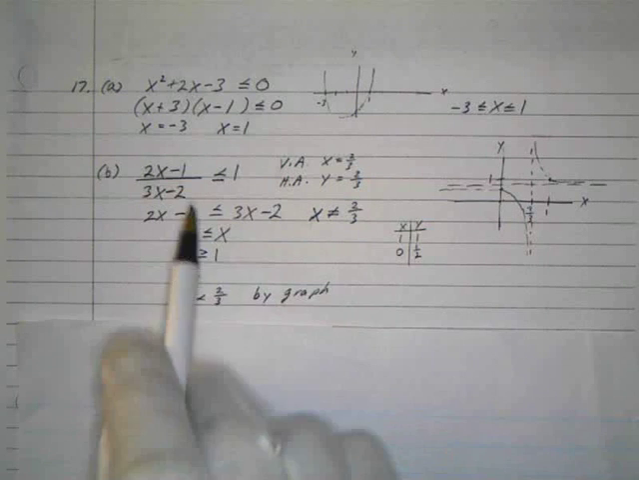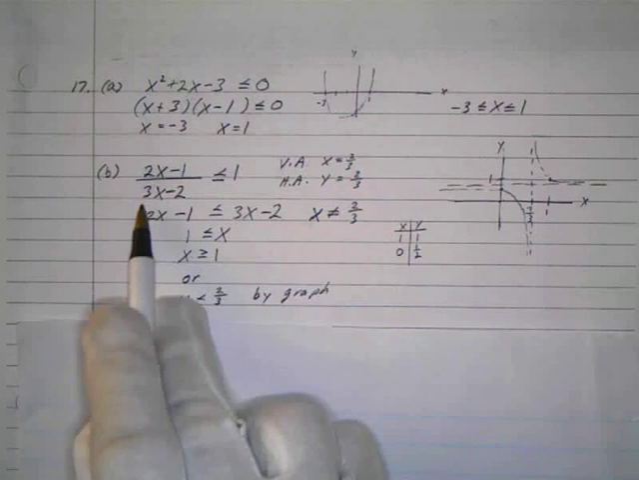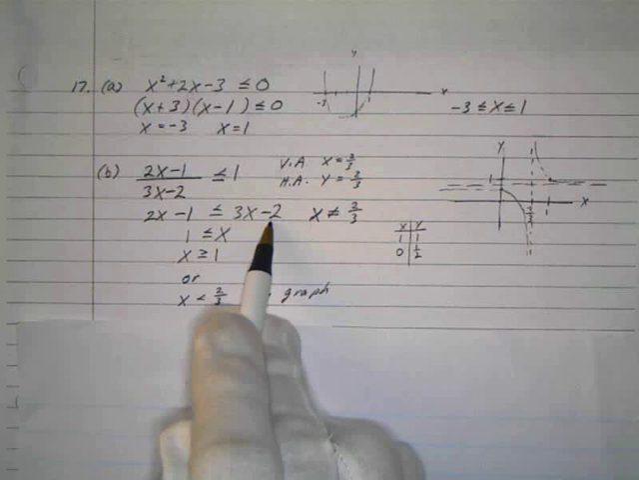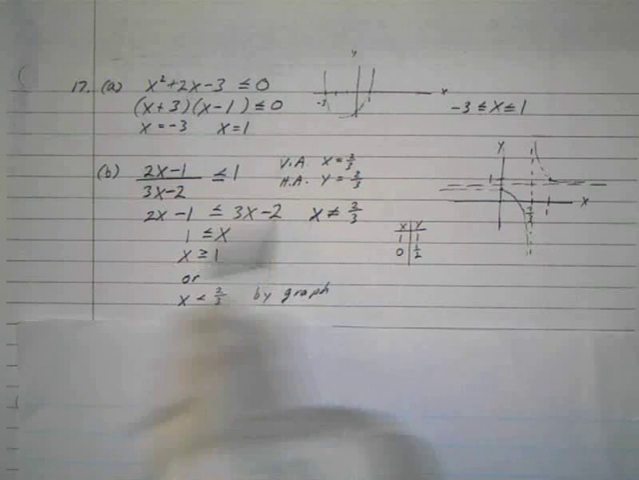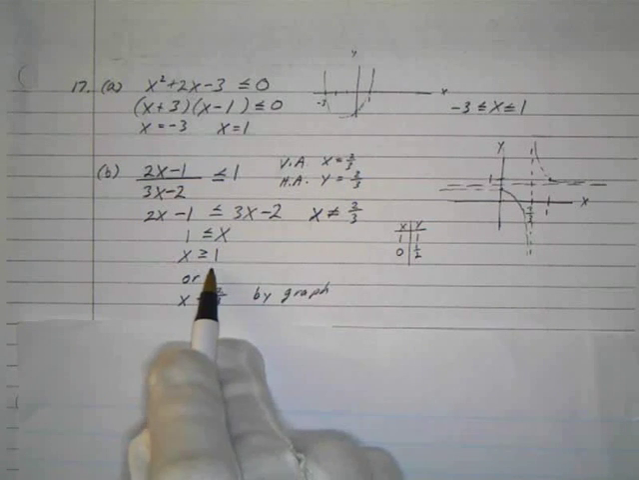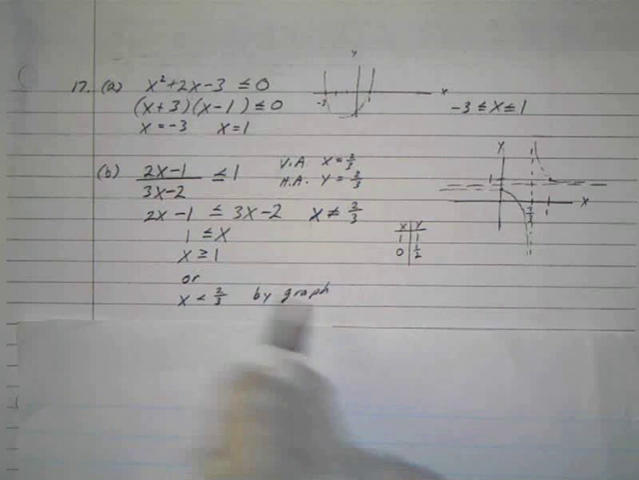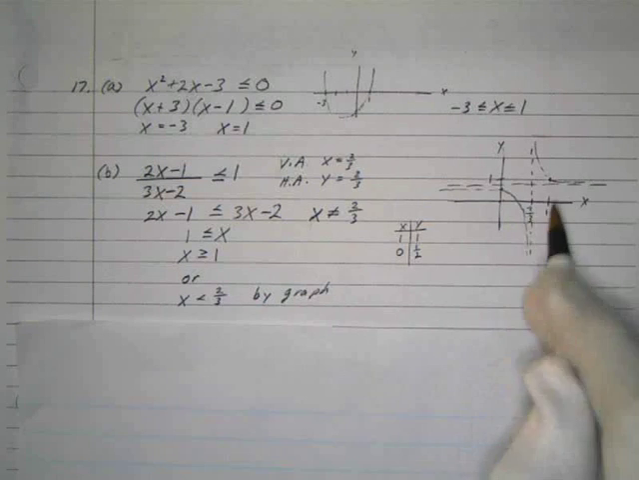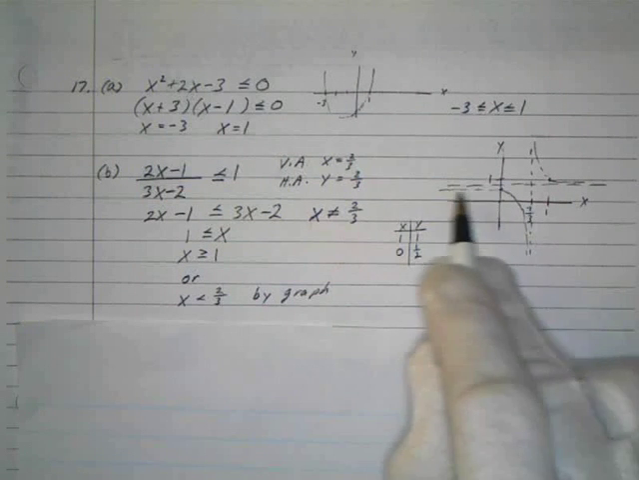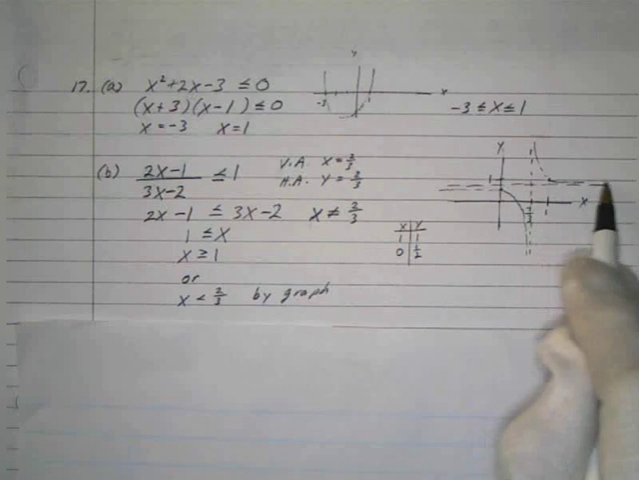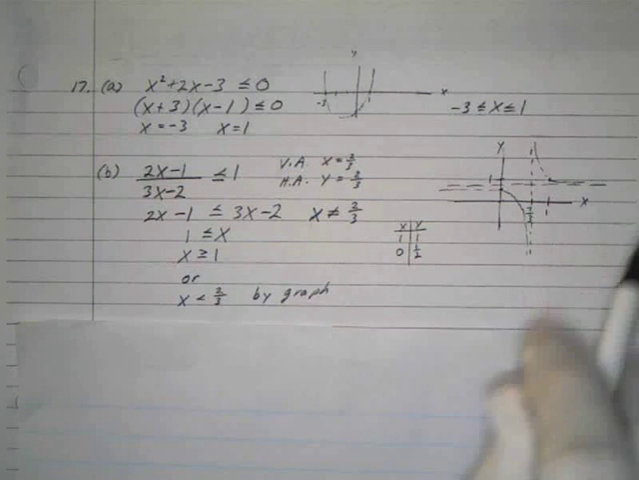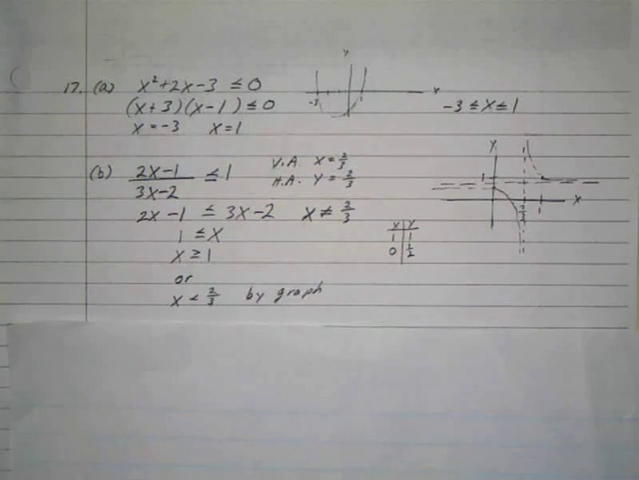Now you could have solved this analytically. You multiply both sides by 3x minus 2, and then subtract 2x and add 2, and you get x is greater than 1. So you get this by the analytical method, but you would have missed this part. You have to look at the graph to get this other part. So for x less than 2/3, it's less than 1, and for x greater than 1, the value is less than 1. Okay, so that's a little tricky.